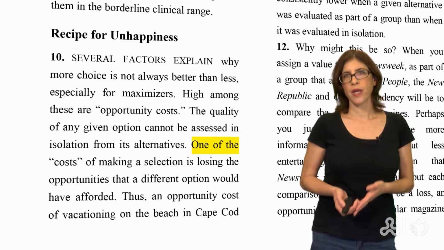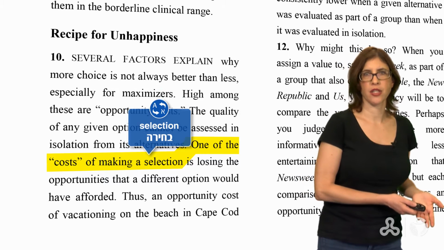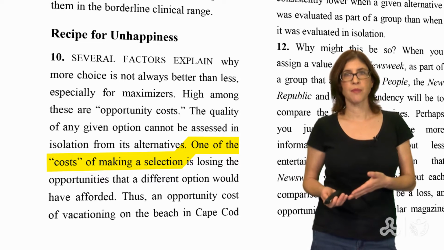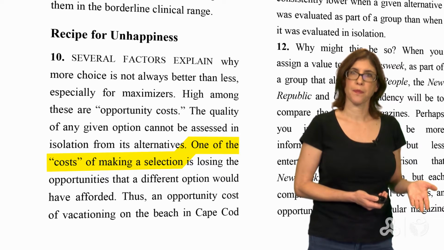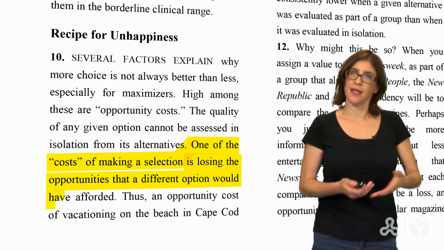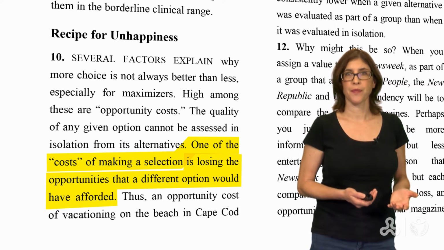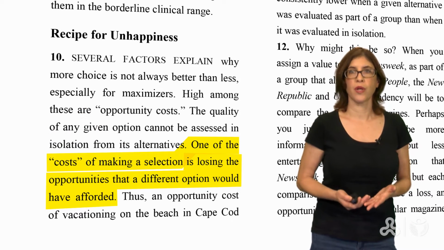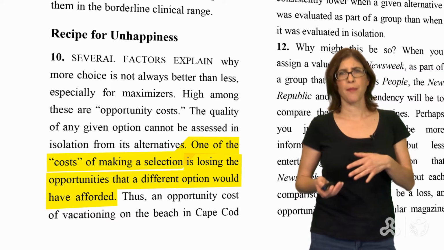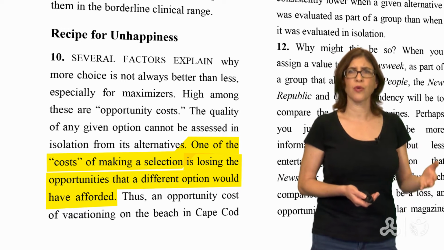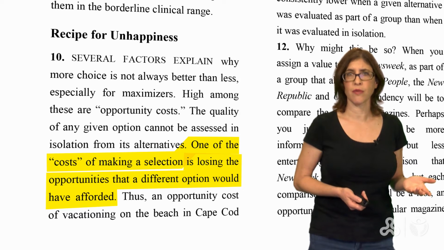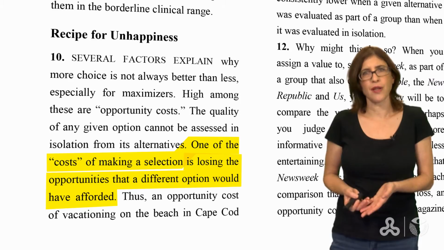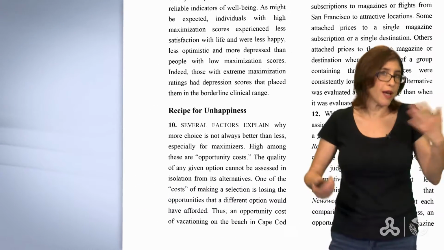Let's see. One of the costs of making a selection, this is the subject of the sentence. אחד מהעלויות של בחירה is, this is the verb, losing the opportunities that a different option would have afforded. לאבד את ההזדמנויות שאפשרות אחרת הייתה יכולה לתת לנו. כלומר, כשאנחנו בוחרים באפשרות אחת, אנחנו מאבדים אפשרויות אחרות עם כל היתרונות שלהן.